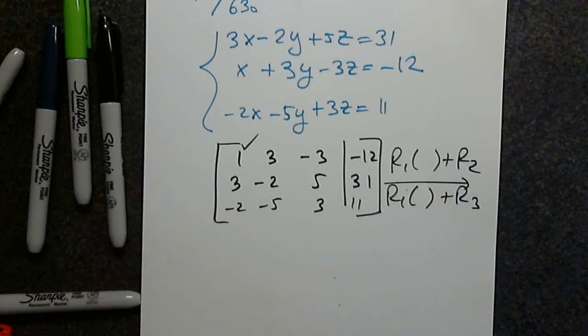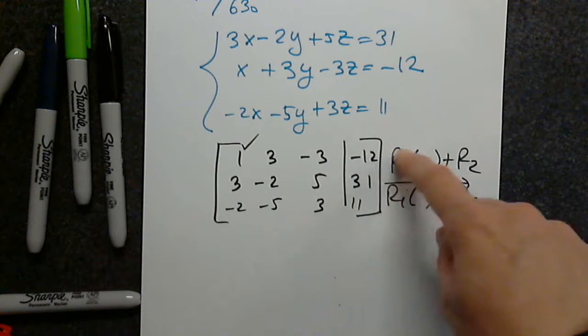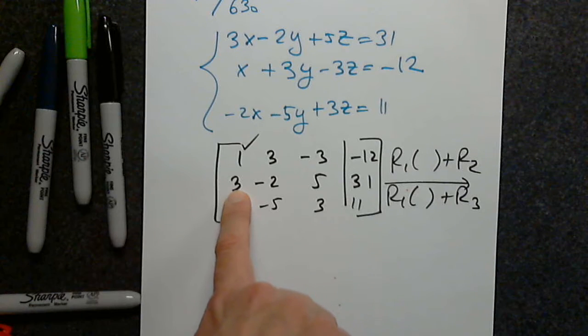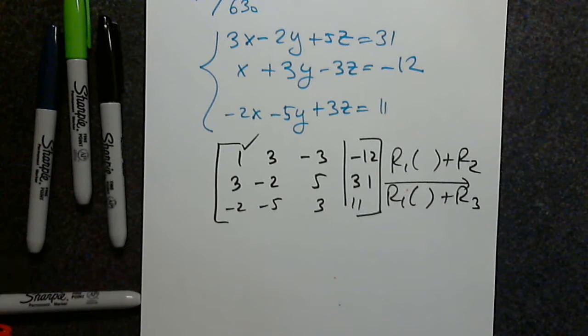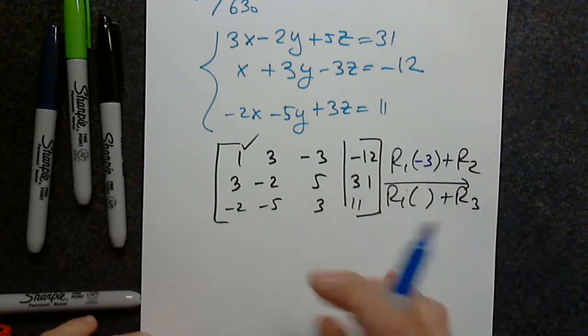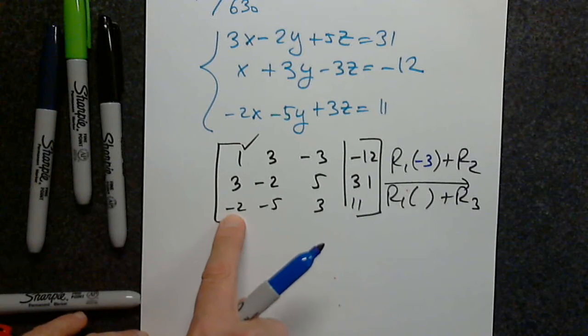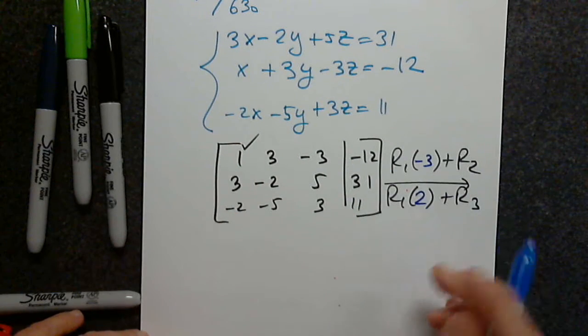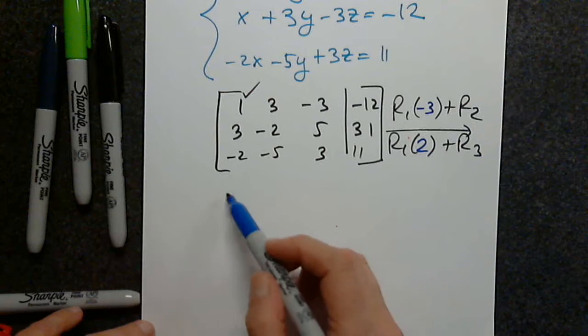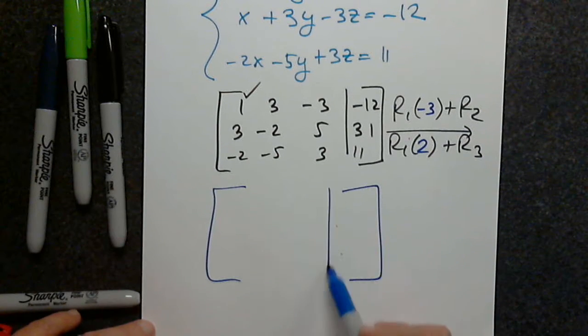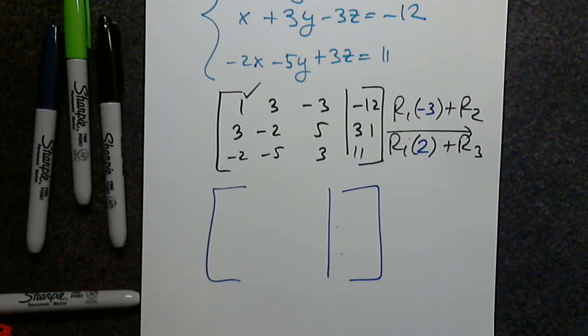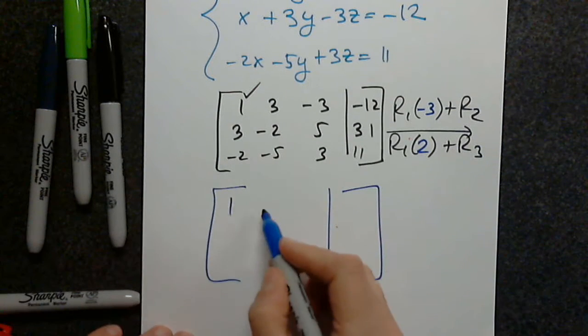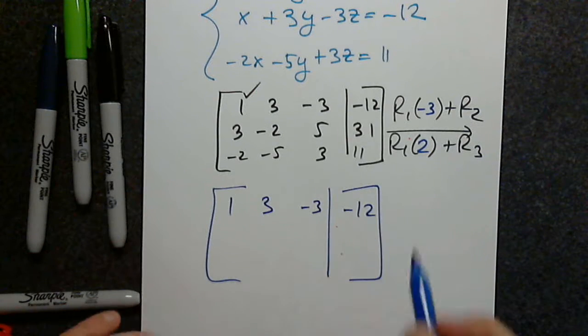Exactly. Good. What should we multiply? Let Garrett answer this one. What should we multiply this row by to eliminate this? -3. Of course. What should we multiply this row by to eliminate this number? 2. That's it. That's all we need to do. Which row do I have to copy because I'm using it, and since I'm using it, it cannot change at this point? First one. Right. So 1, 3, -3, -12.